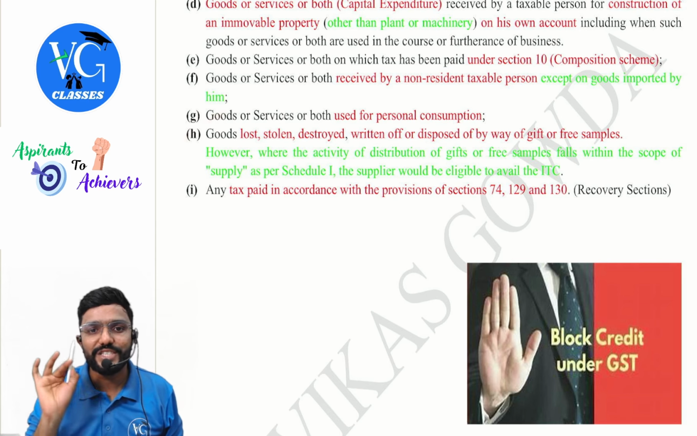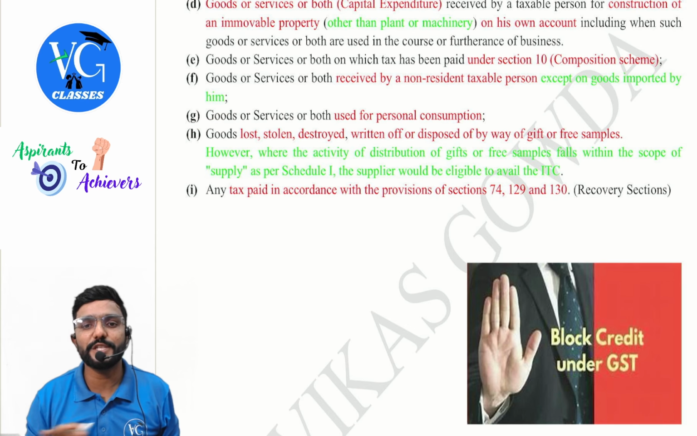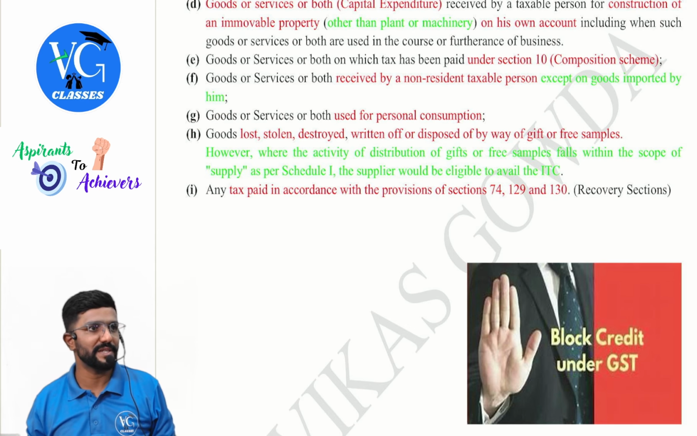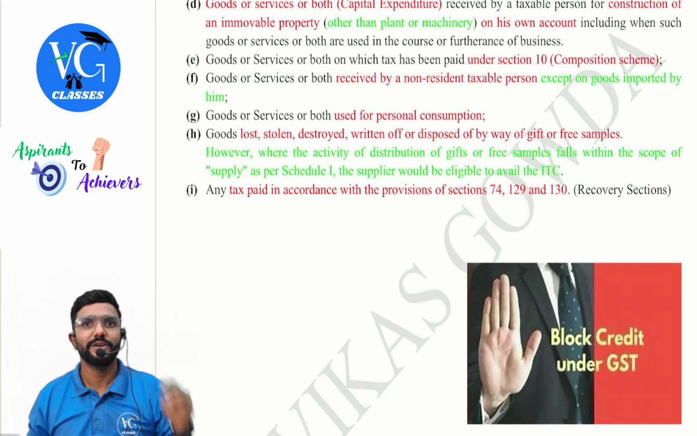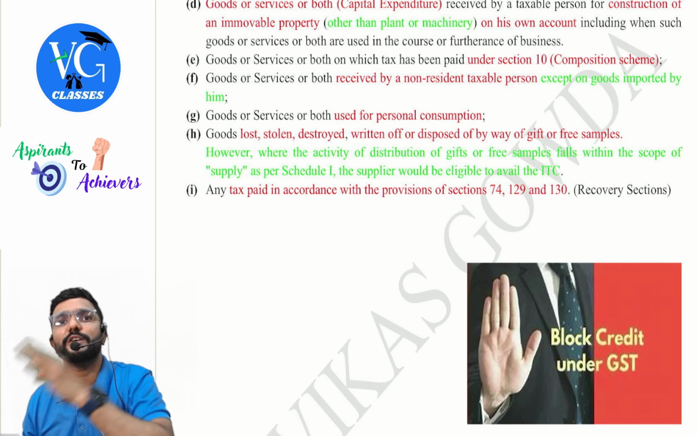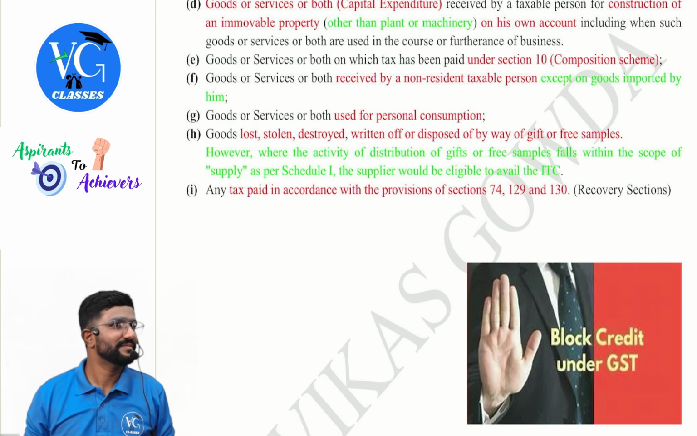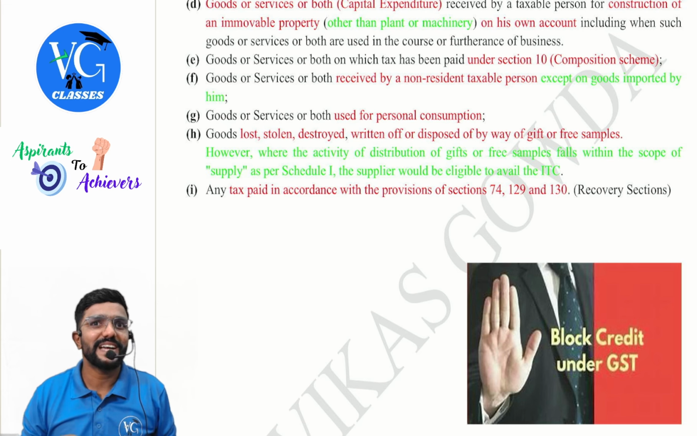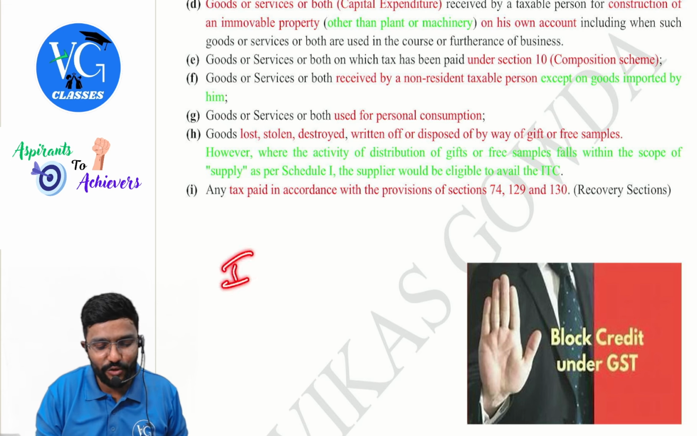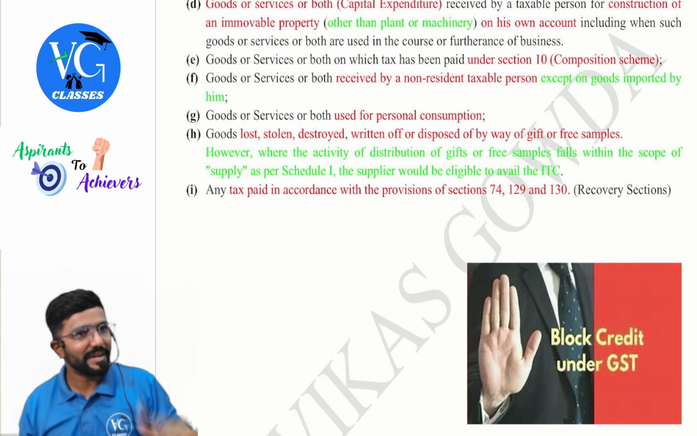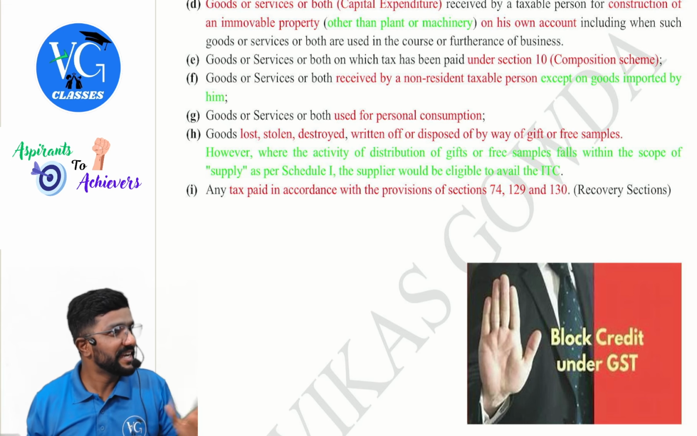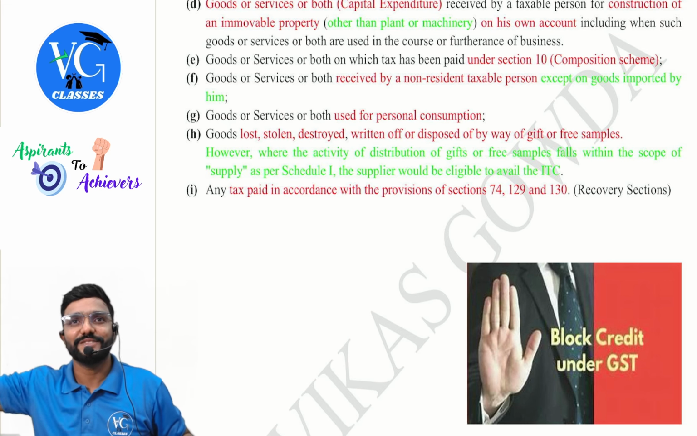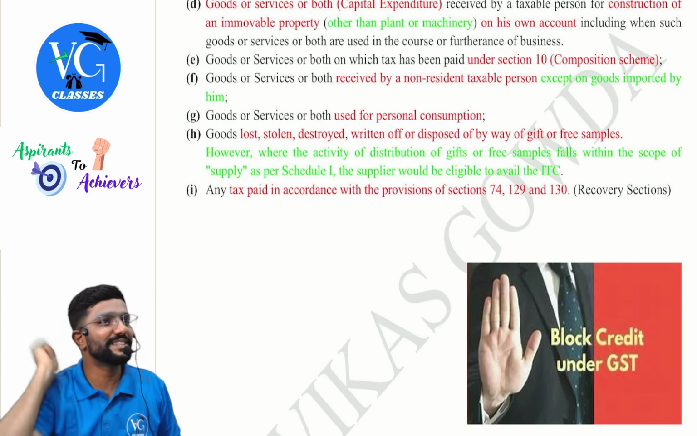Next, goods lost, stolen, destroyed, written off, or disposed by way of gift or free samples. Sir, can I claim the credit? No. No credit. Guys, why? Because on outward supply the tax is 0. Now listen. Sir, I had already claimed ITC. I purchased the goods, claimed the credit. ITC claimed. Later, lost or given it free. Supply as per Schedule 1, para 1.